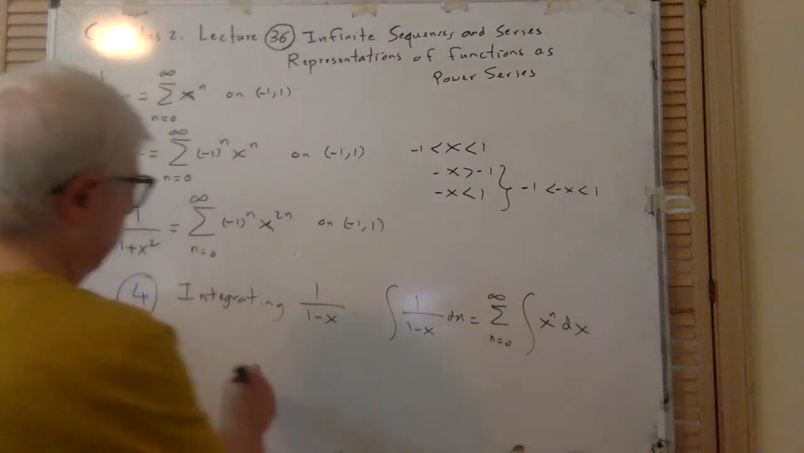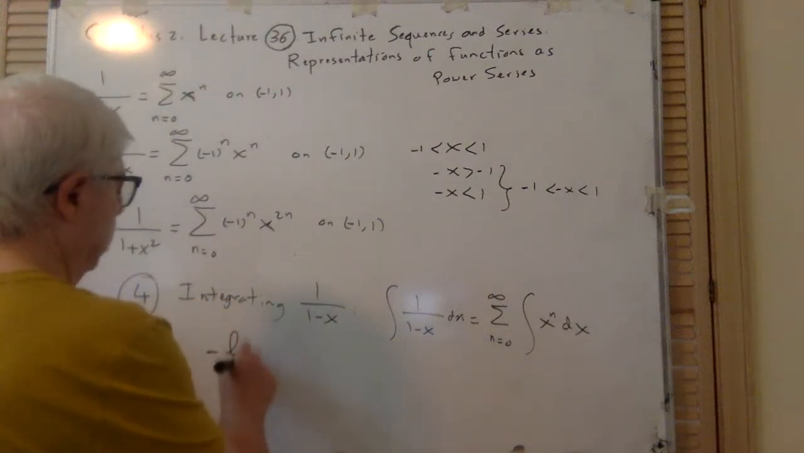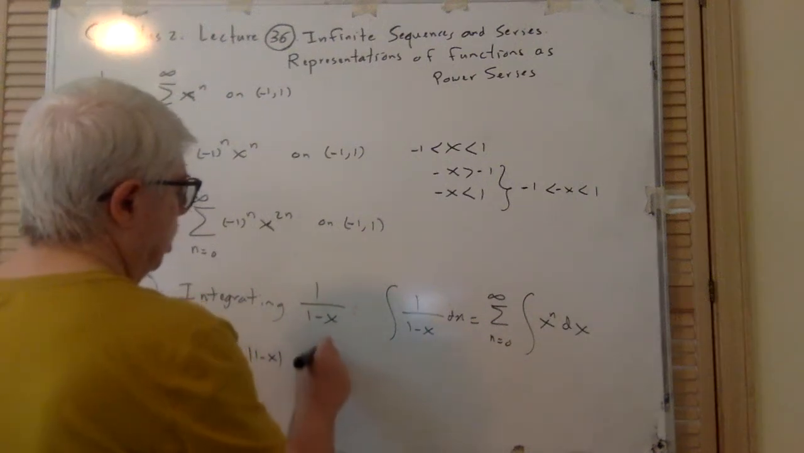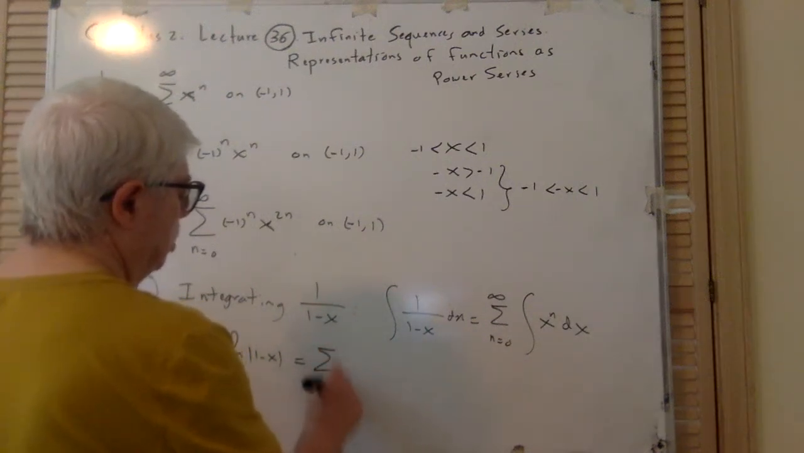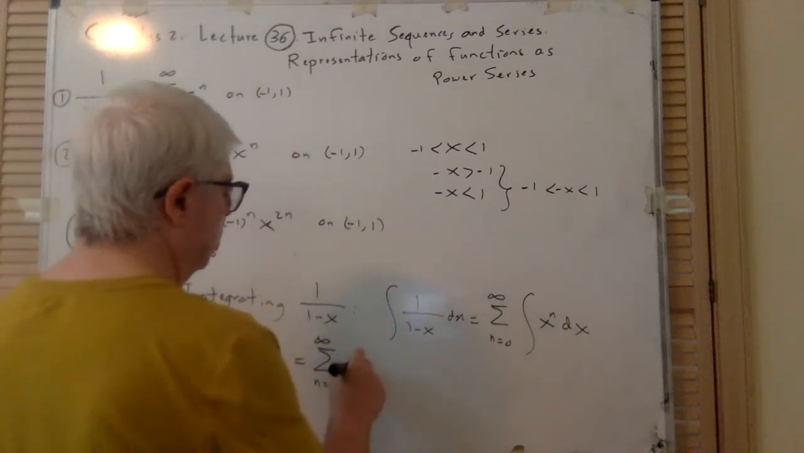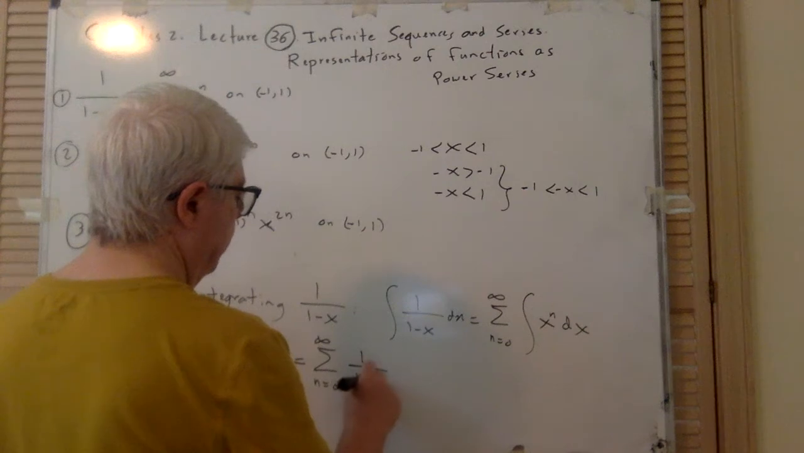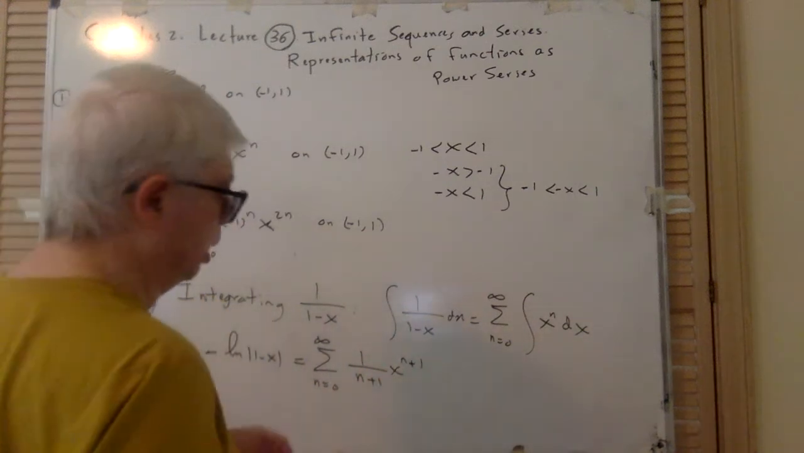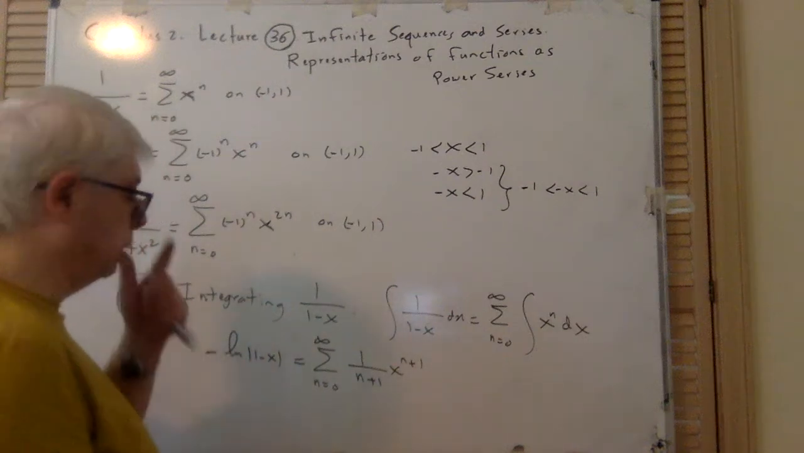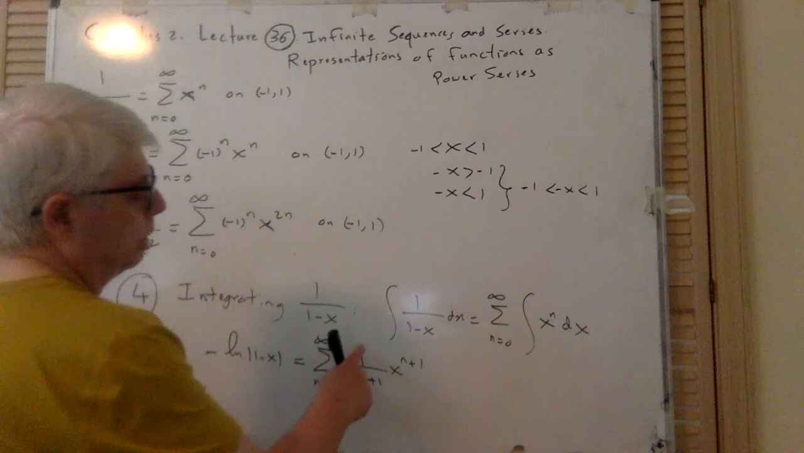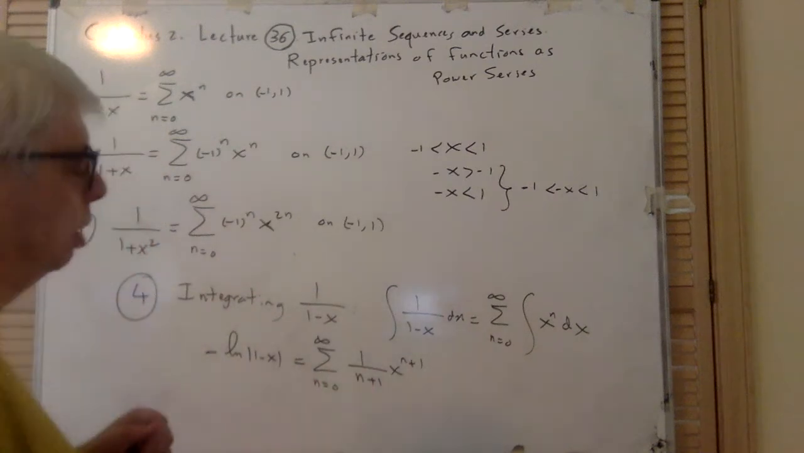So what is on this side? This is minus ln of the absolute value of 1 minus x. On this side, I have sigma n from 0 to infinity, 1 over n plus 1, x^(n+1). Now, I can add a constant here, then you will see that the constant is 0. So let's just look at this thing. Usually we write this x^(n+1) on top, but let's do it like this, it's better.